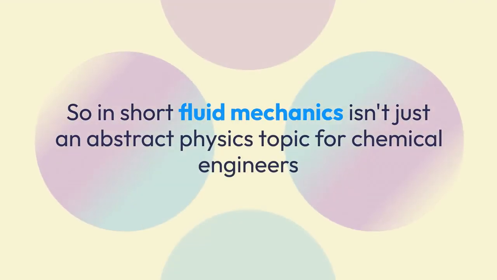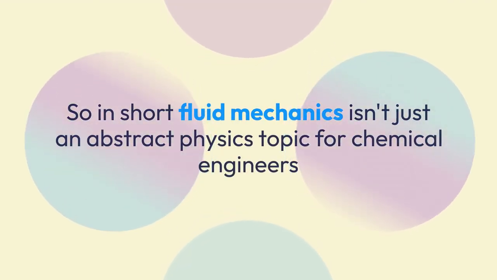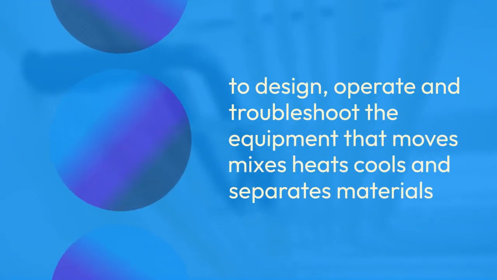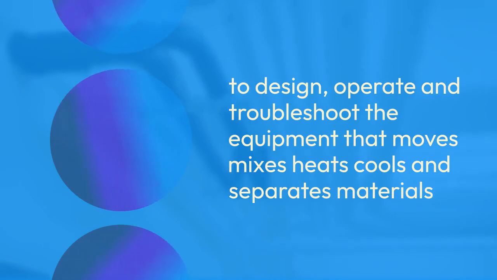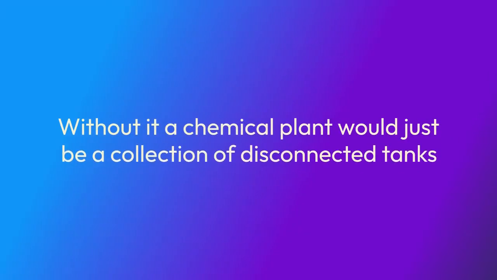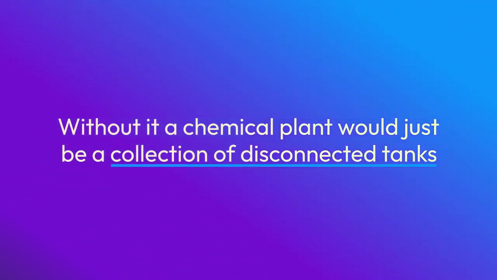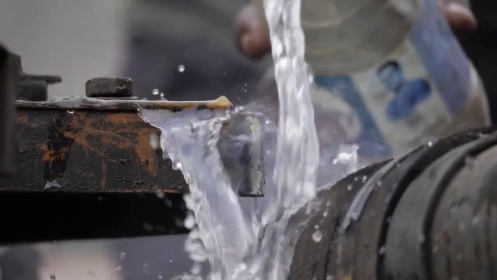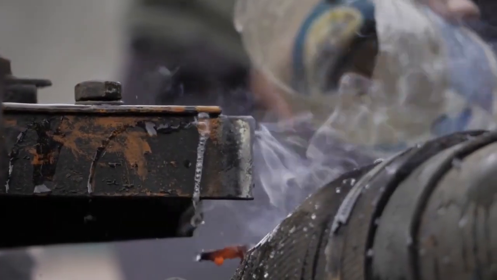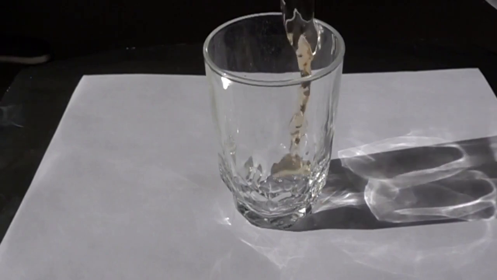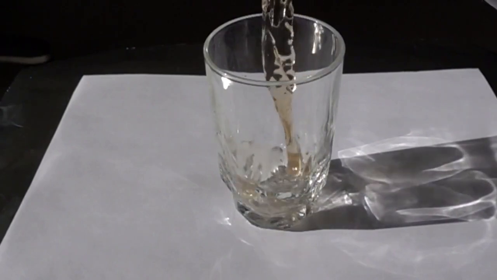So, in short, fluid mechanics isn't just an abstract physics topic for chemical engineers, it is a fundamental, practical toolkit used every day to design, operate, and troubleshoot the equipment that moves, mixes, heats, cools, and separates materials. Without it, a chemical plant would just be a collection of disconnected tanks. And that's a quick look at the vital role of fluid mechanics in chemical engineering. It is the science that turns a static design into a dynamic, functioning process.